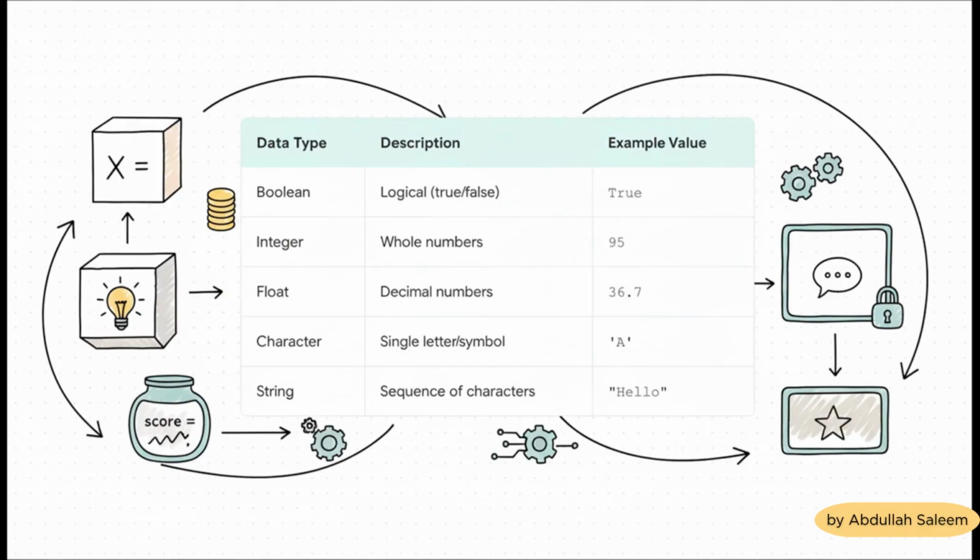Is it a simple true or false, a yes or no? That's a Boolean. Is it a whole number, like 5 or 100? That's an integer. What about a number with a decimal point, like 3.14? That's a float. And for any kind of text, you've got characters for single letters and strings for words or sentences.